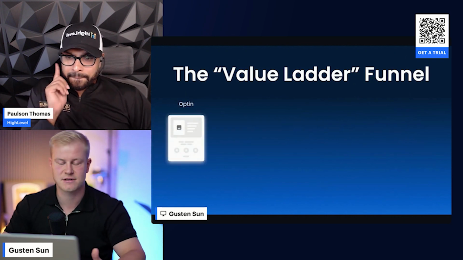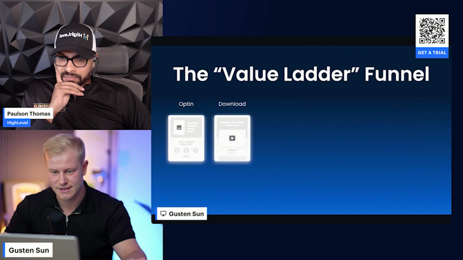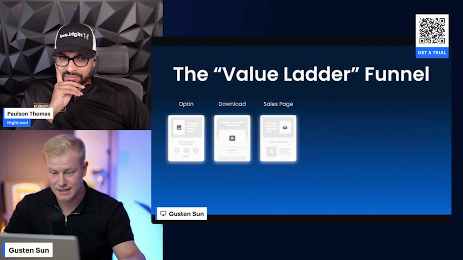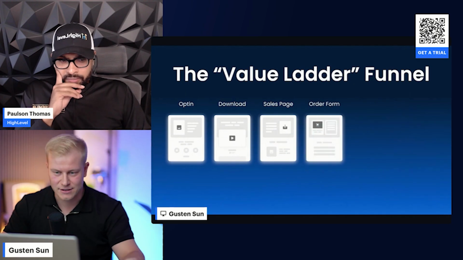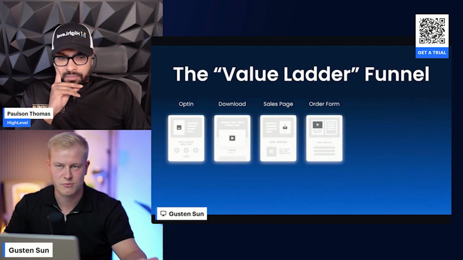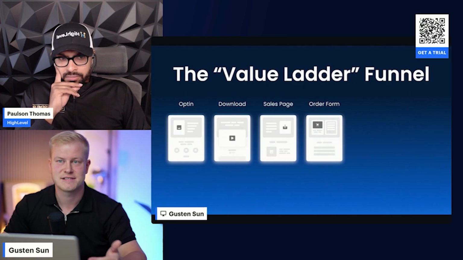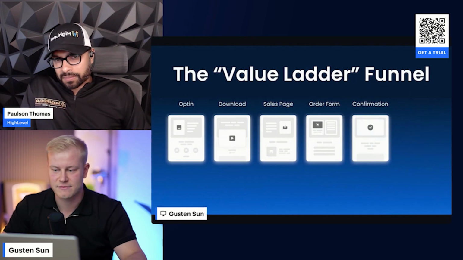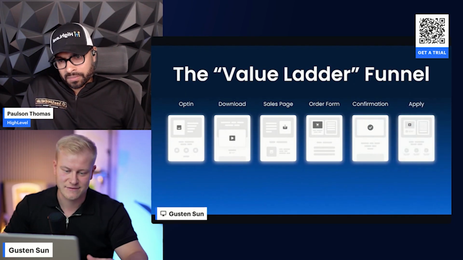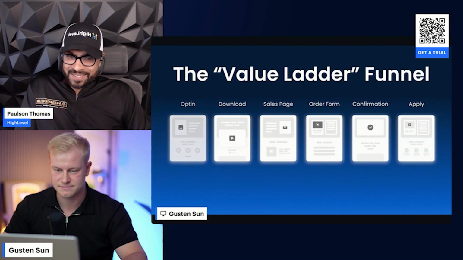So let me paint a picture of what this could look like. You have an opt-in page, then they download the thing that they opted into, and then they can click a button, go to the sales page, and then they can buy the thing, the low ticket. Some people refer to this as a tripwire. So you give them something for free. On the confirmation page, you have something that they can buy, like a low ticket thing. Then you have a confirmation page, and then you can invite them to something on the back end where they can book a call, for example.